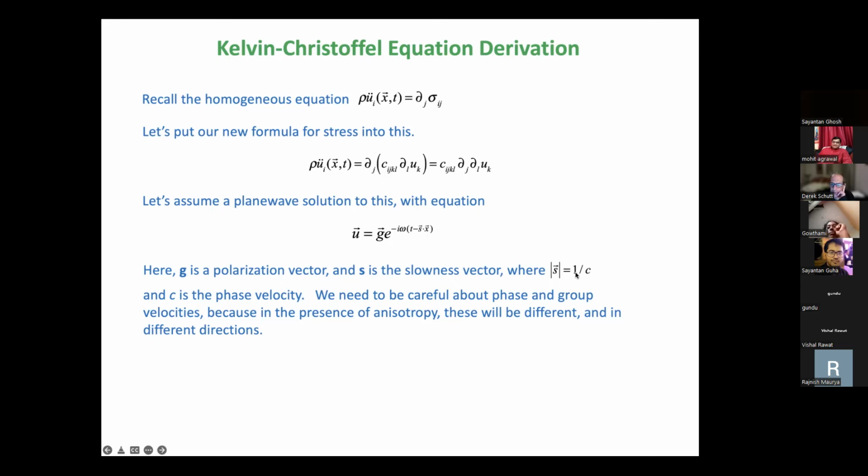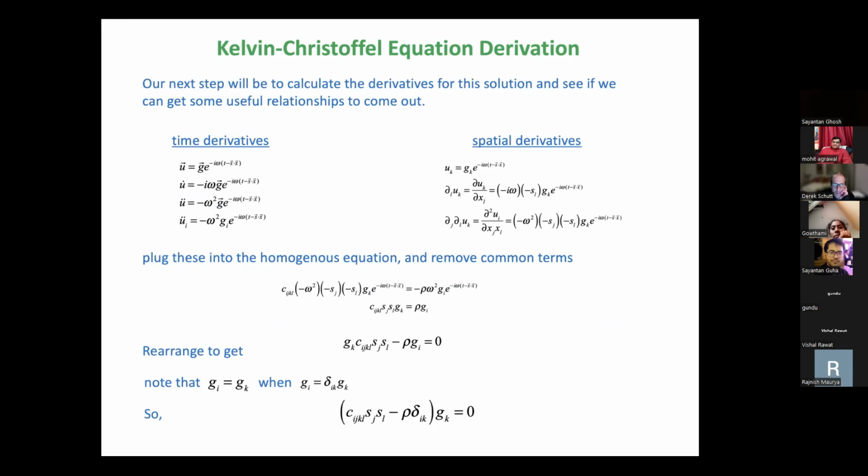S equals 1 over c, where c is the phase velocity. And here I'm going to distinguish between phase velocity and group velocity because these are different in anisotropic systems. All right, so what we will do next is calculate the derivatives for this solution and see what useful relations come out.